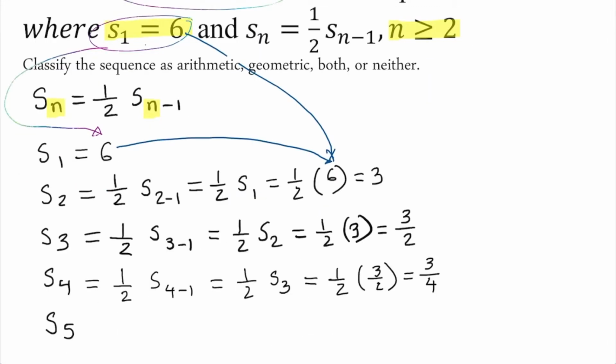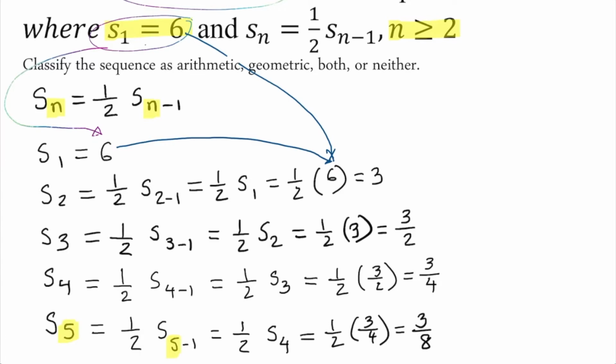We're almost there. Now we have one more. S5 is 1/2 S4, which is the previous one. So 1/2 times 3/4, I can put down multiplication, a dot doesn't really matter here, is 3/8. So substituting all of them, that is the S4 outcome.